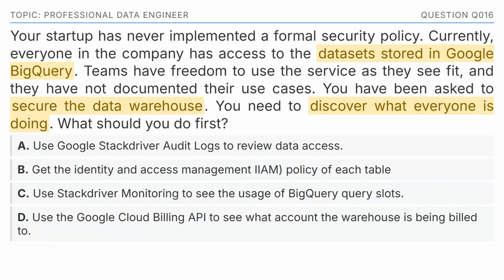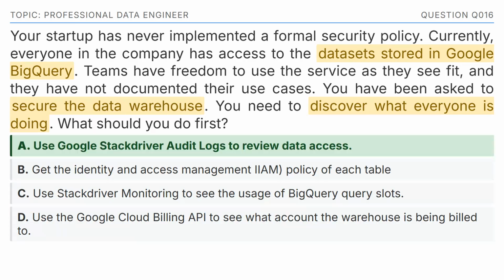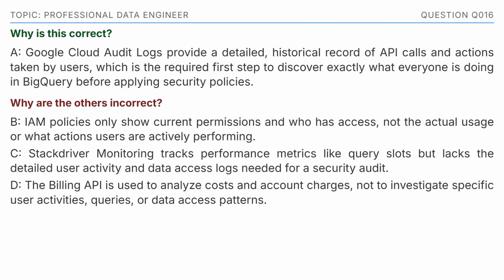To arrive at the correct answer, we focus on the keywords: datasets stored in Google BigQuery, secure the data warehouse, discover what everyone is doing. The correct answer is Option A, use Google Stackdriver audit logs to review data access. Why is this correct? A. Google Cloud Audit Logs provide a detailed, historical record of API calls and actions taken by users, which is the required first step to discover exactly what everyone is doing in BigQuery before applying security policies.